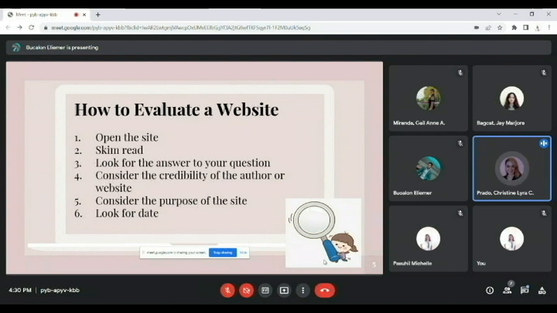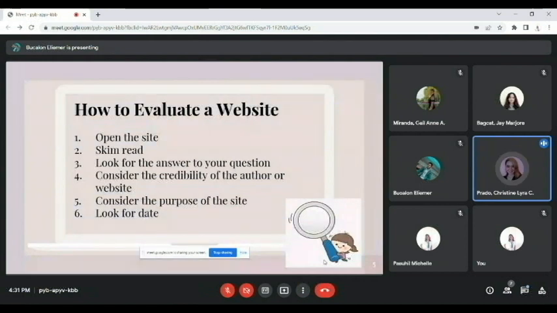Fourth, consider the credibility of the author or the website by considering the following. First, we have the domain. Domains that end in .gov or .edu are trustworthy sources. Second, the author's information. We should look at the author's bio or about page regarding the qualification of the author. Third, design. Avoid sites that are cluttered and difficult to navigate. And fourth is sources. Trustworthy articles usually link to other sources or cite where their facts come from.